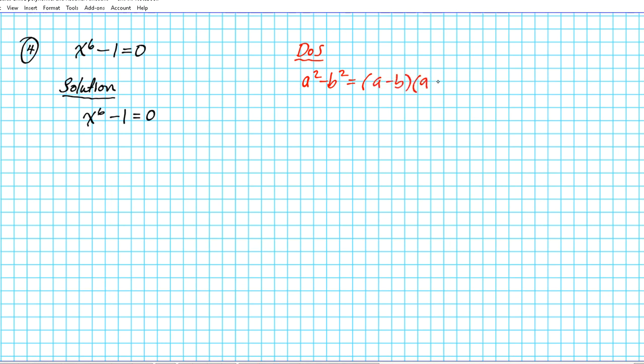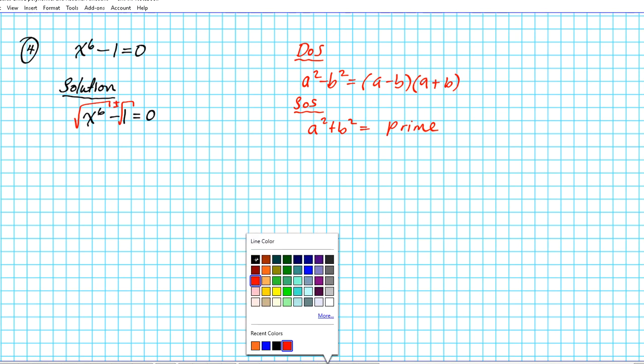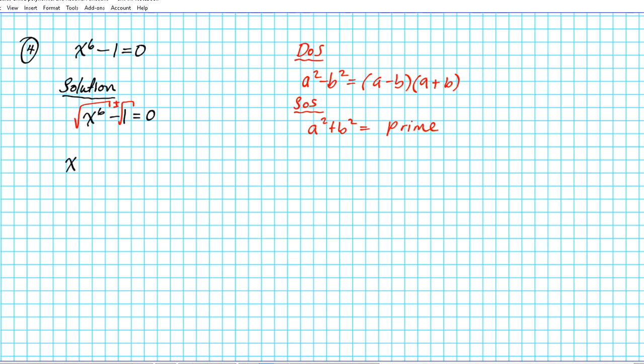Okay, and remember that the sum of squares cannot be factored. So if you have an SOS, sum of squares, a squared plus b squared is prime. Alrighty, just FYI. So what we're going to do here is root the first and second term like we did in the previous examples, and express it as a sum and a difference. Okay, so we are going to have x to the power 2 over 2, I mean x to the third, minus 1 times x to the third plus 1.